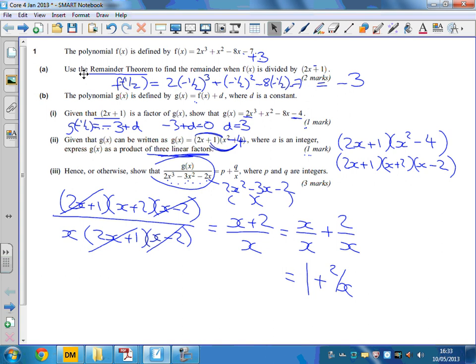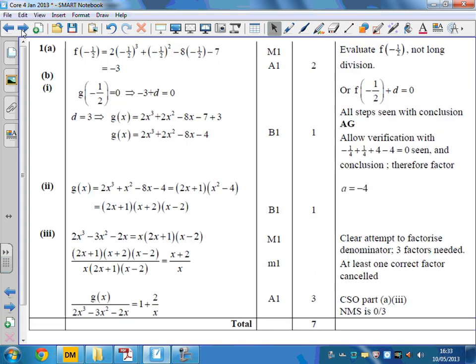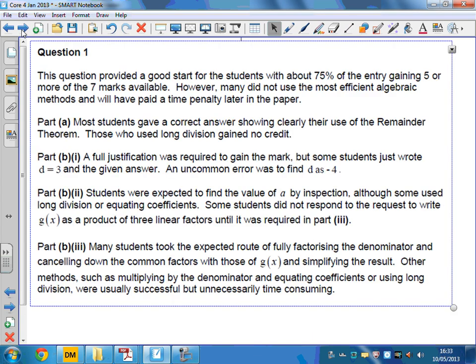Examiner said it was a nice start to the question, to the exam paper. There's the mark scheme. And actually 75% of people got 5 or more marks in it. But maybe they took too long at times.